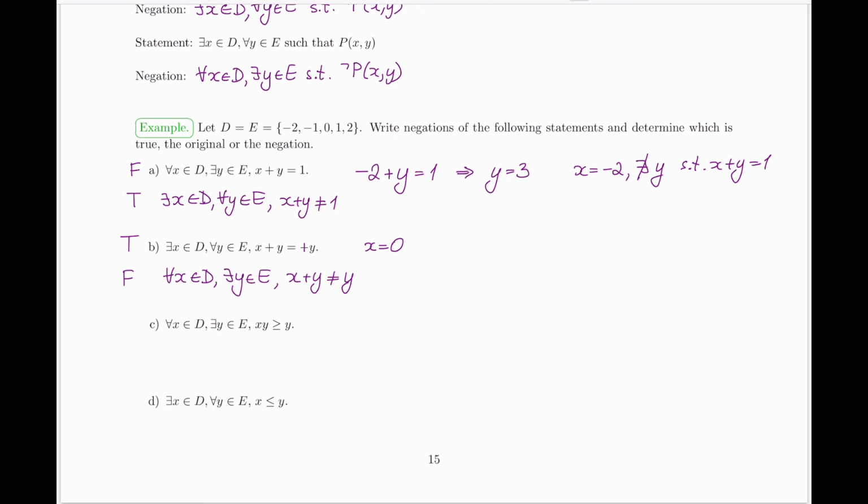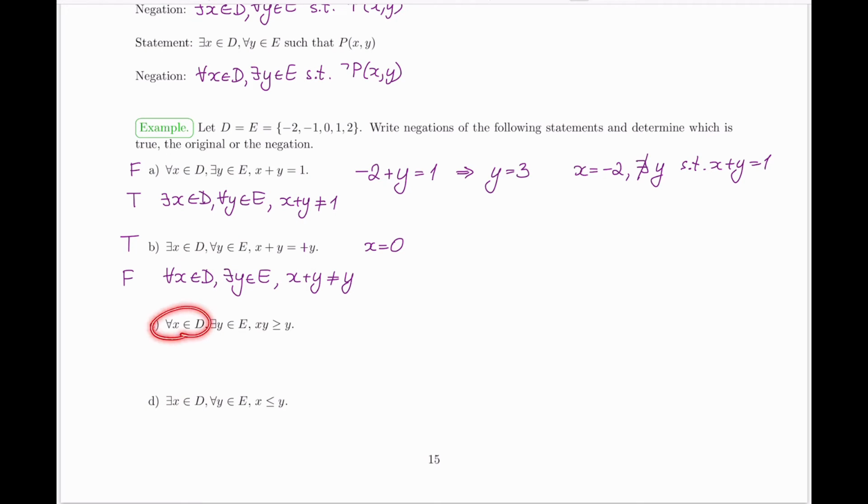All right, so we have for all x in D, there exists a y such that x times y is greater or equal than y. So I have that no matter what x you pick, there will always be a y, so that in the product together, the product will be bigger than the actual y that you chose. Is that true? Well, let's see.